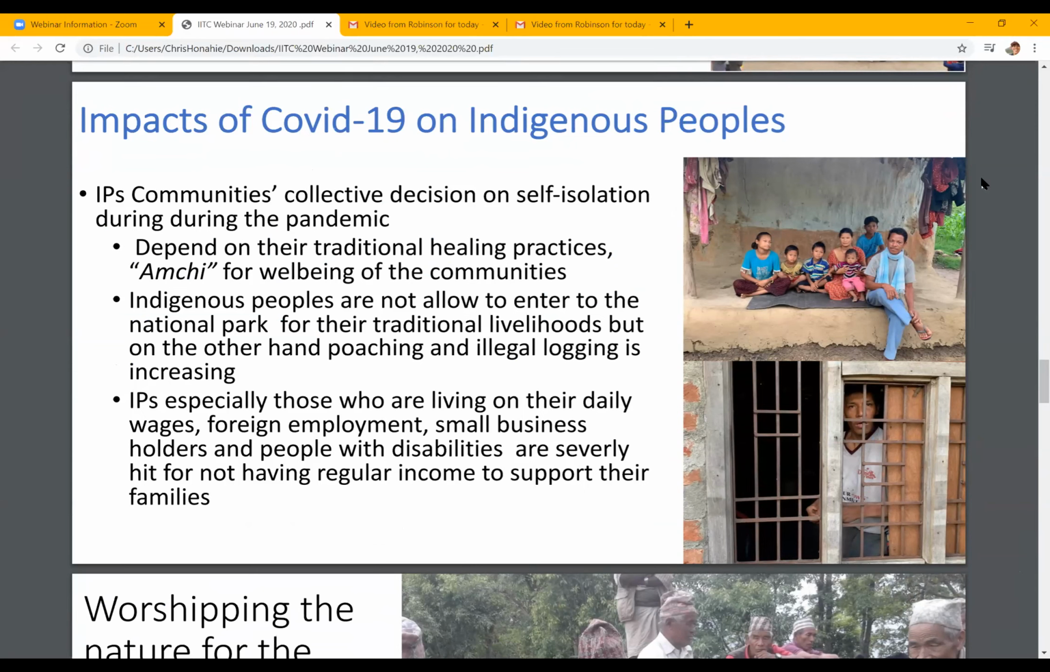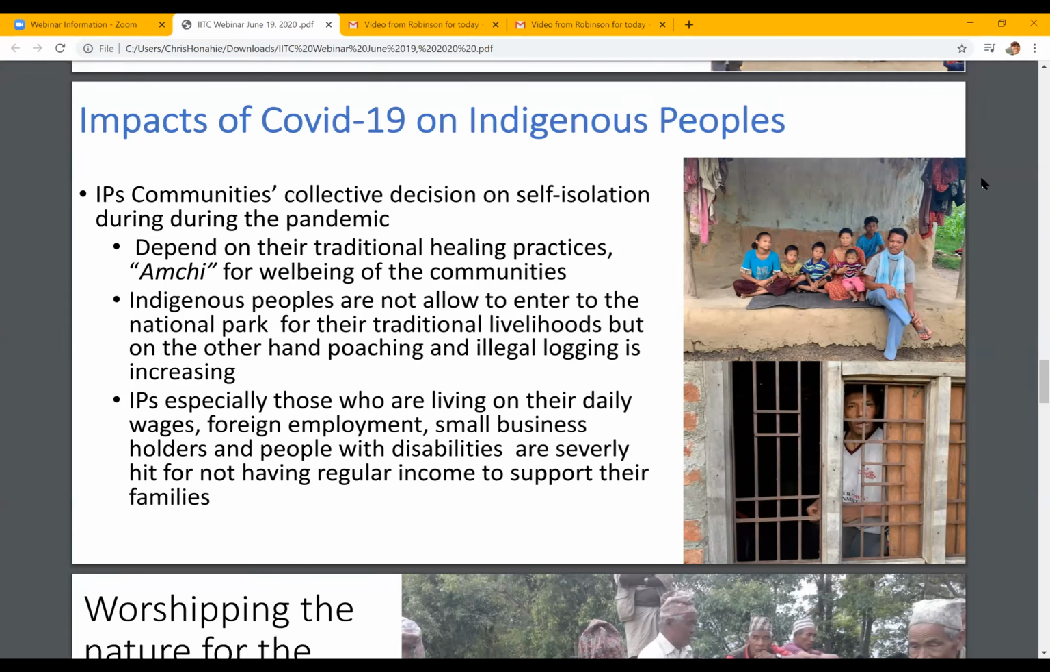So the situation, as our sister Hindu also mentioned earlier, is that indigenous people are at the forefront of the impacts of climate change, and now they are at the forefront of the impacts of COVID-19 for many reasons. But yet we are also part of the solution. In Nepal, indigenous peoples' communities have decided on self-isolation, and many are already in self-quarantine, which has given an opportunity for reviving and trusting more in traditional healing practices.